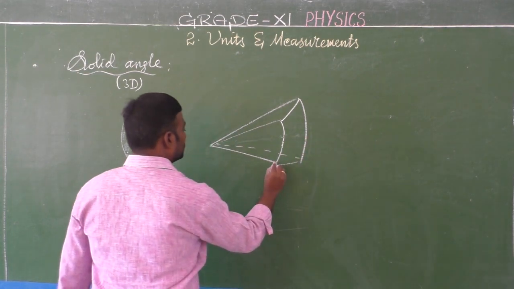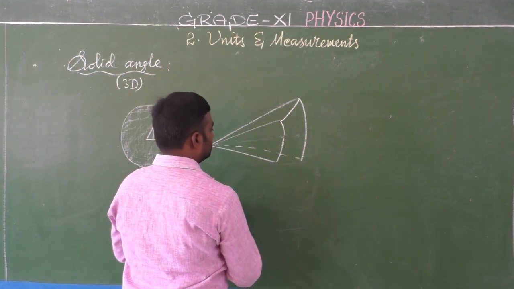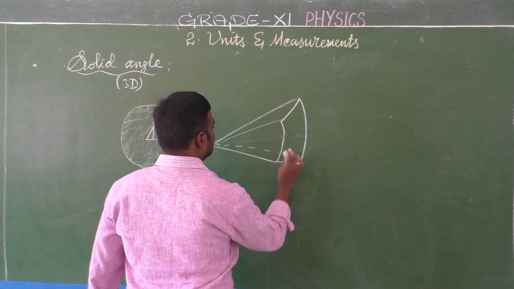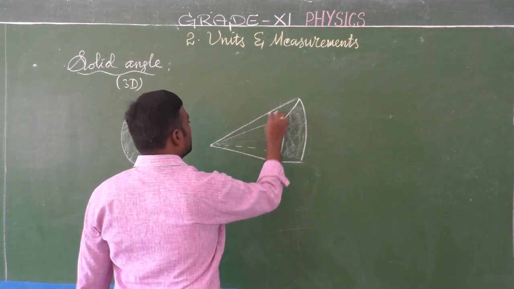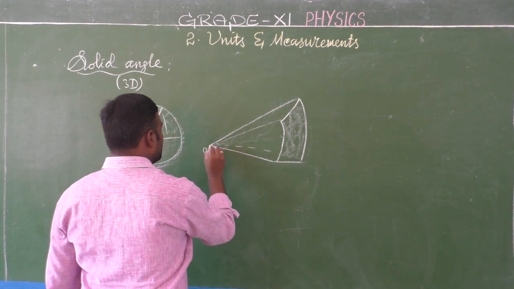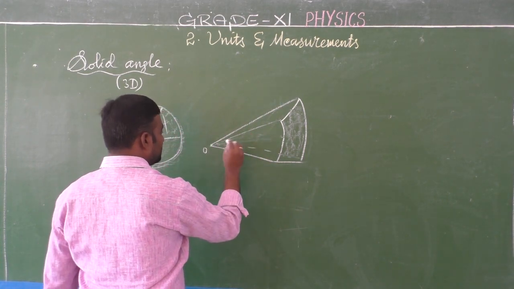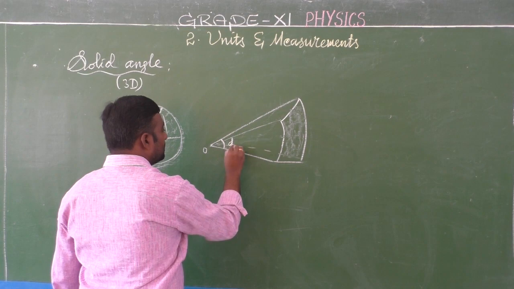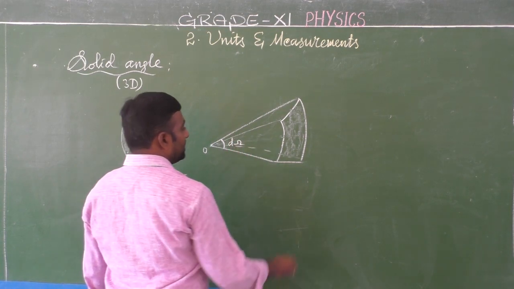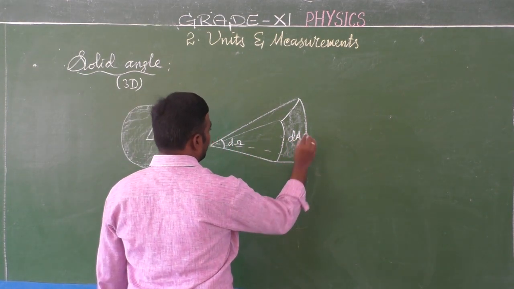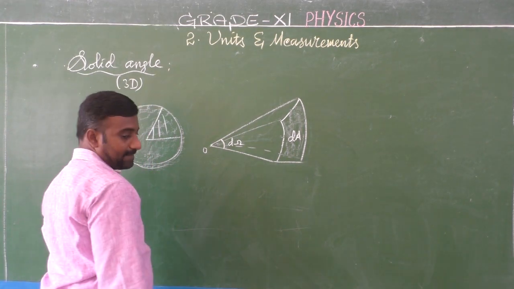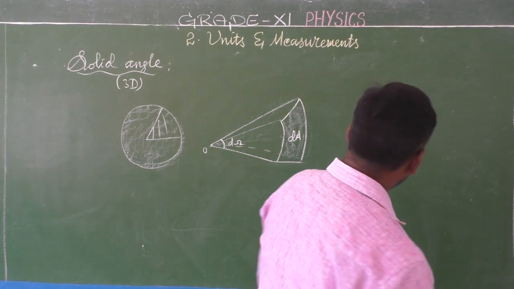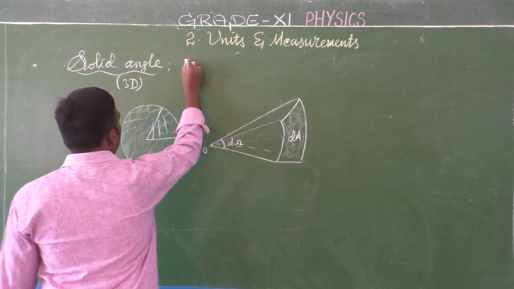This is a solid angle. This is the outer surface. This is the edible portion. So from the center, we have taken the small piece. Here it made an angle, the solid angle, and this is the area dA. So how do we define the solid angle? The solid angle is defined as d omega.